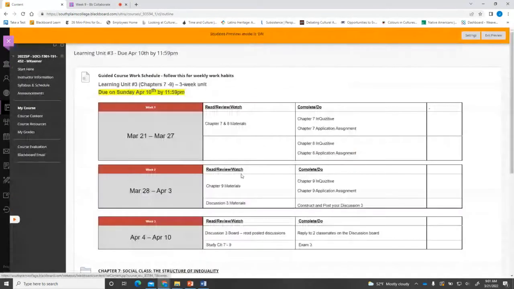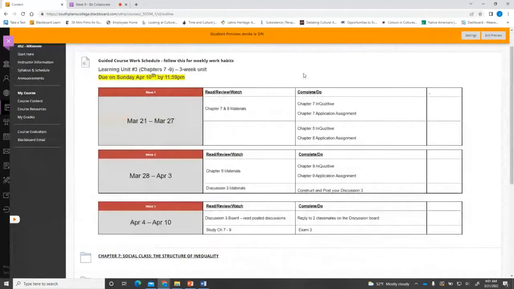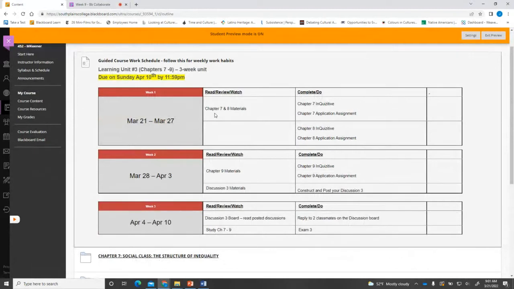I'm going to quickly go over what you have due. In this learning unit, we're going over chapters 7, 8, and 9. We have discussion 3, and we have exam 3. These chapters are basically looking at the inequalities that exist within society, not only with social class, but with race and gender, okay?